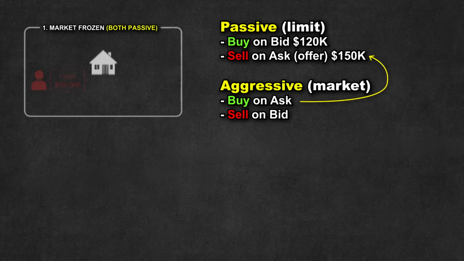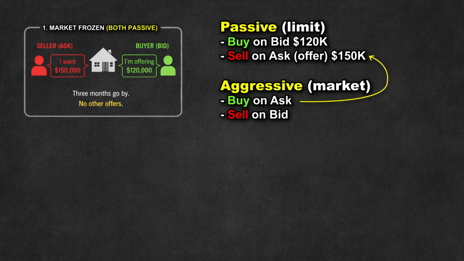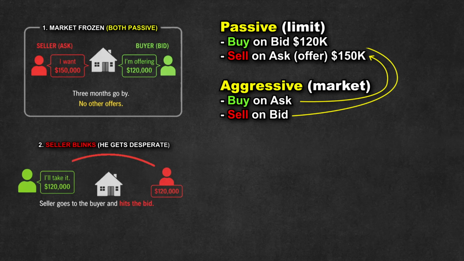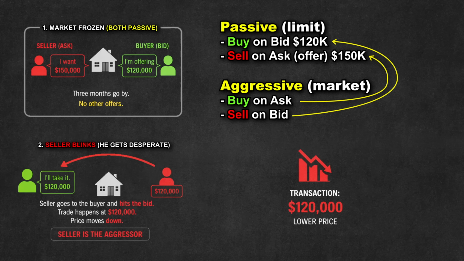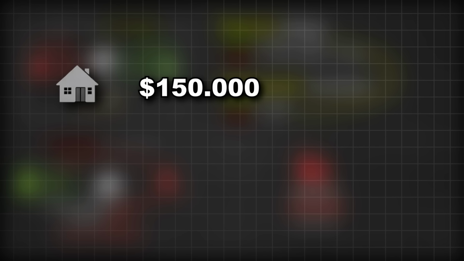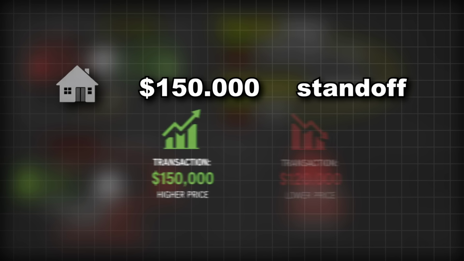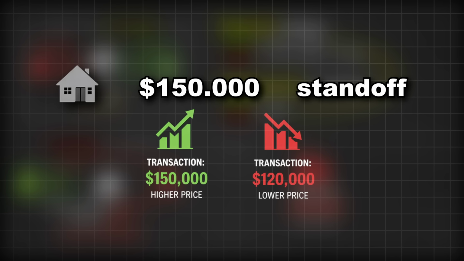Now flip it. 3 months go by, no other offers. You get desperate. You go to the buyer and accept his $120,000. You hit his bid. Transaction done. At the lower price. Price moved down. You became the aggressor. Same house, same two prices, same standoff. Completely different outcome, depending entirely on who moved first.